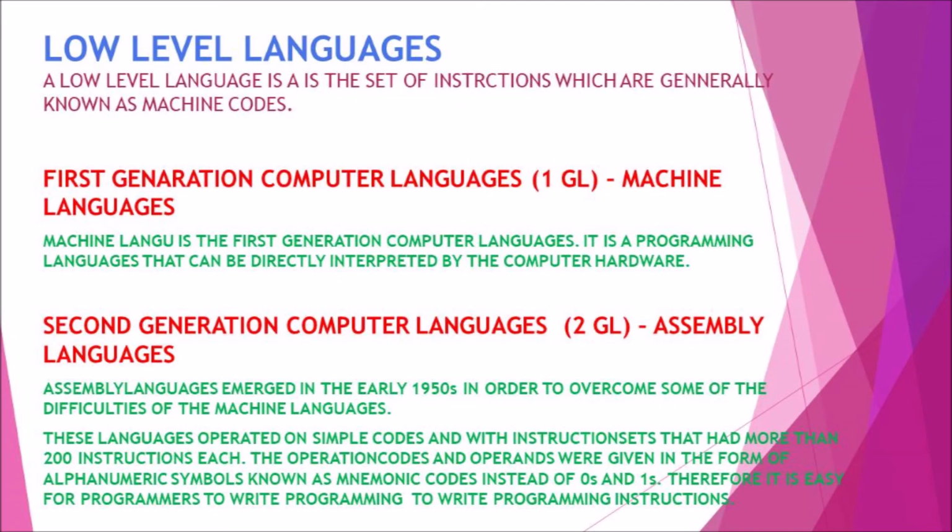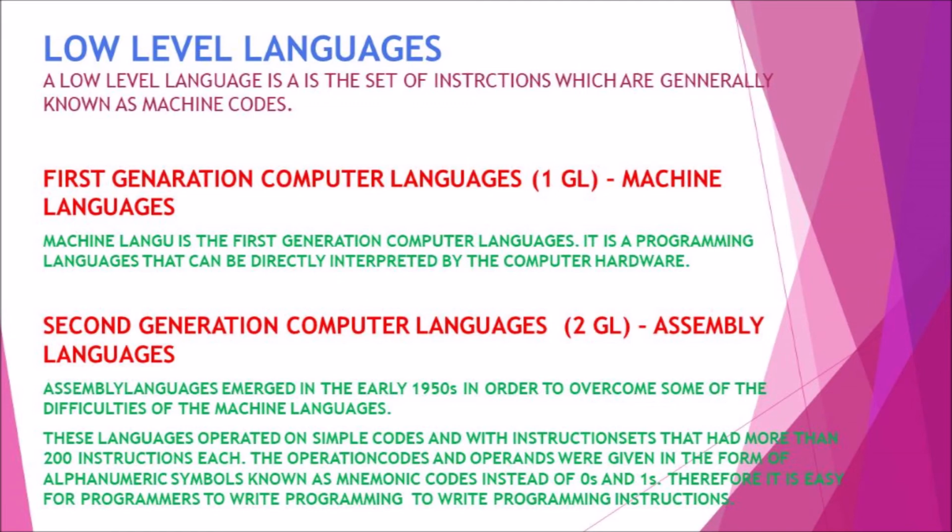The first 2 generation languages come under the low level languages. A low level language is a set of instructions or a set of code, commonly called machine code. These low level languages are easily understandable by the machine. Here machine refers to the computer.